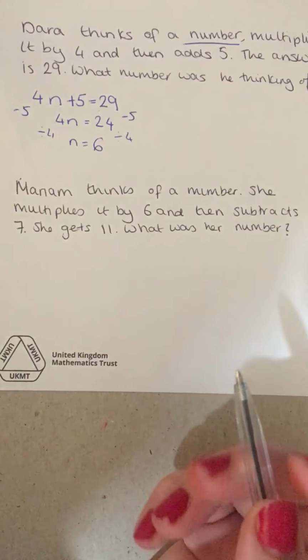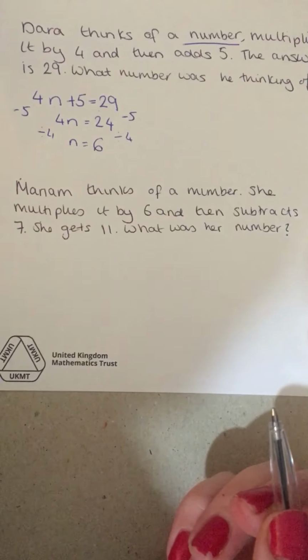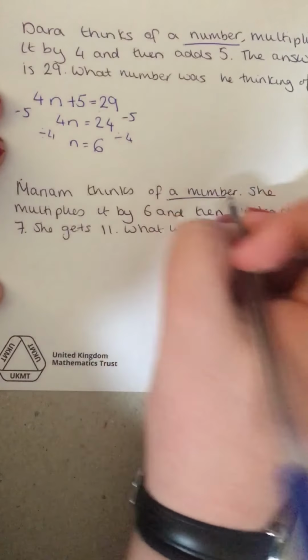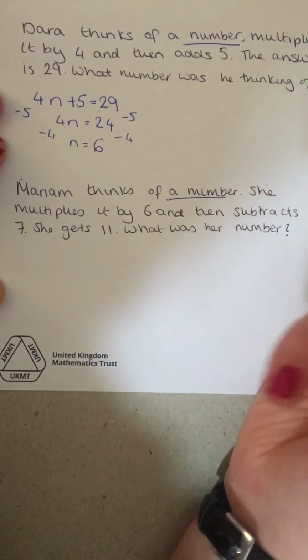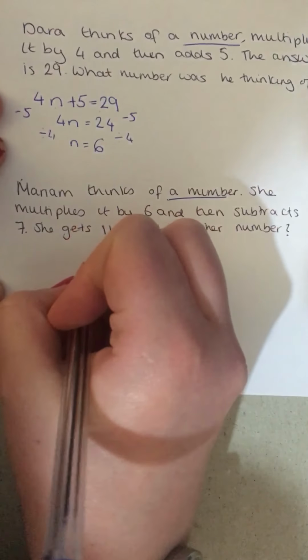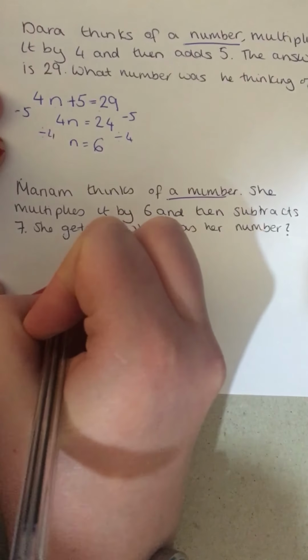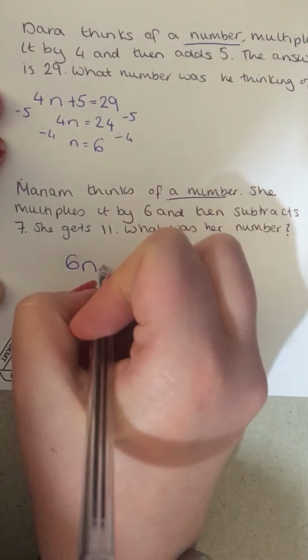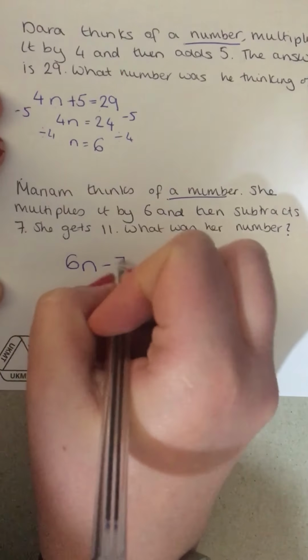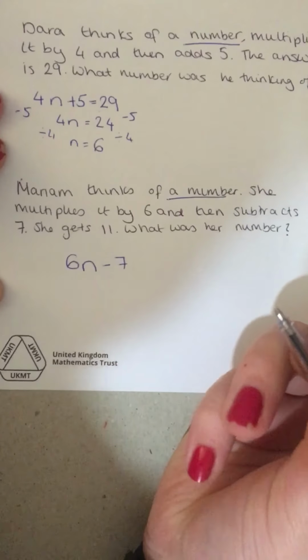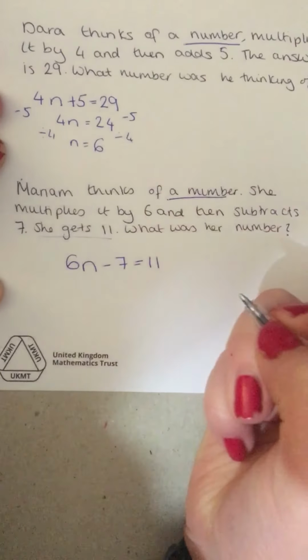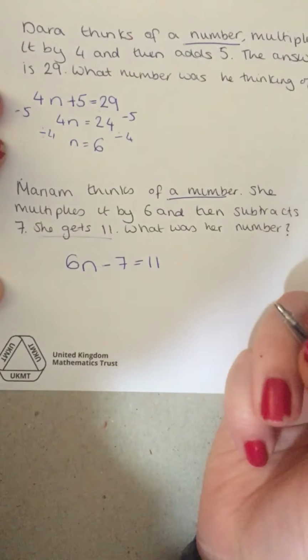Okay, so hopefully you've had a chance to have a go at that question. So first thing we're going to do is form the equation. So Mariam thinks of a number. We're going to call that n. She multiplies it by 6. So we've got our number n. Multiply it by 6, we get 6n. She then subtracts 7. So we've got 6n, we take away 7: 6n minus 7. Her answer is 11. So we have to put that equal to 11.